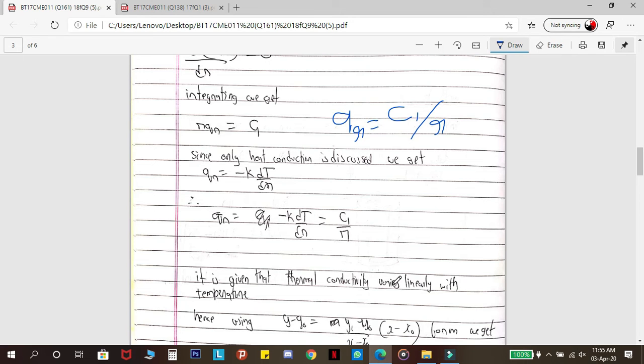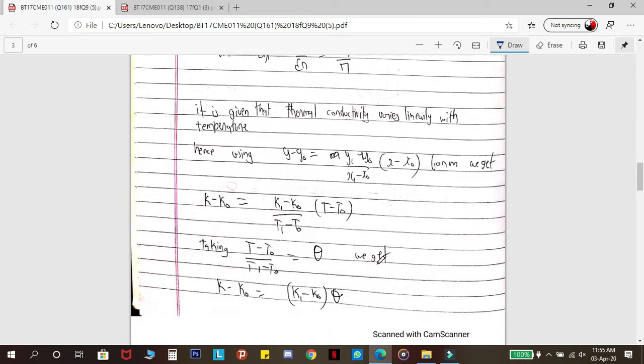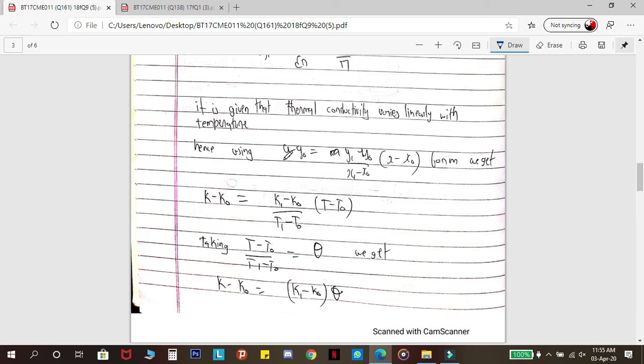It is given to us that thermal conductivity varies linearly with temperature. So I will write it in the form of y equal to mx form. That will be y minus y naught equal to (y1 minus y naught) by (x1 minus x naught) into (x minus x naught), which is the two-point form of a straight line. This will be your slope of the line. So this will be y minus y naught equal to m into (x minus x naught), which is the two-point form. When I substitute this, I get k minus k naught equal to (k1 minus k naught) by (t1 minus t naught) into (t minus t naught).